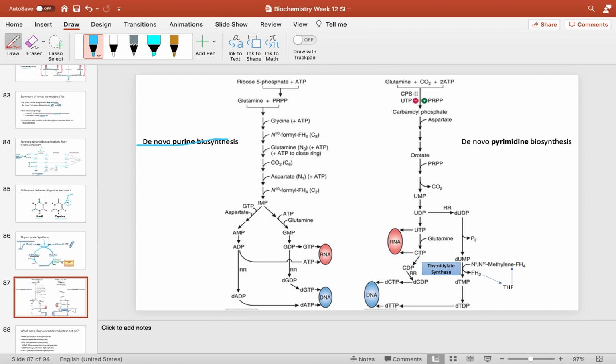So for purine biosynthesis, we start off with our ribose 5-phosphate from the pentose phosphate pathway, converted to PRPP. PRPP undergoes a 10-step reaction, and remember we use amino acids, so glycine, glutamine, aspartate, but we also use our one-carbon carriers, N10-formyl THF. So these guys are used to produce purines. So in these 10 steps, we produce inosinate, IMP.